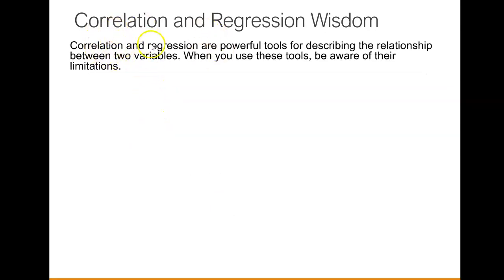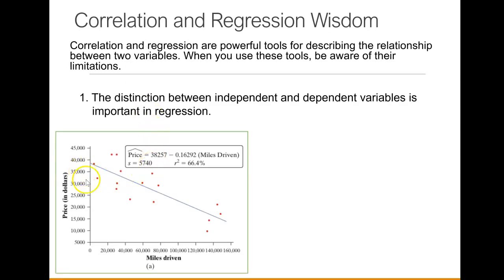So these correlation and regression equations are going to be powerful tools. If I have a bunch of data points here, I can calculate a line of best fit. That's going to give me a regression equation here. So the price is equal to some y-intercept minus a slope times the miles driven, which is my independent variable, my x. And then I have this r squared value. We'll talk about what that means in the future.